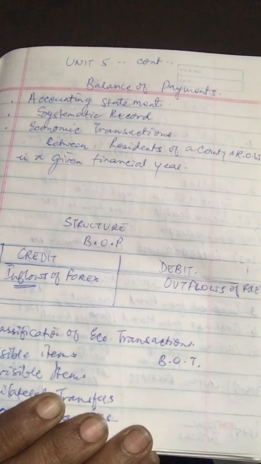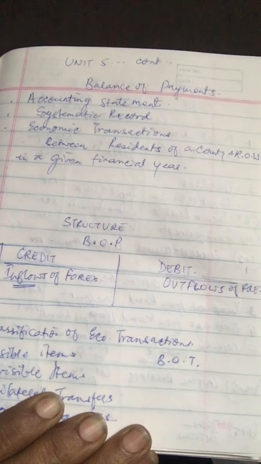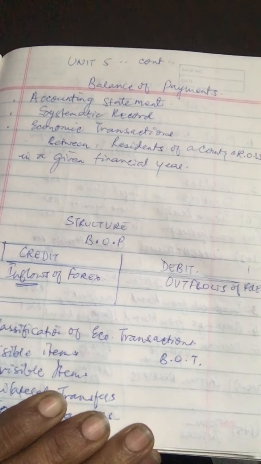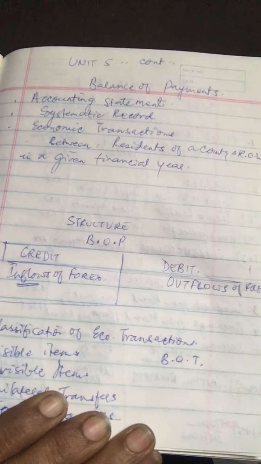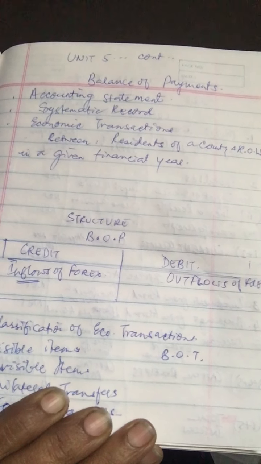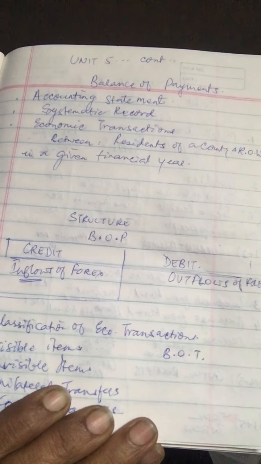Economic transactions and balance of payments are broadly categorized as visible items. So goods, like for example, goods that can be touched and measured, they are duly recorded at custom barriers. And then we have invisible items, which refer to all types of services given and received.